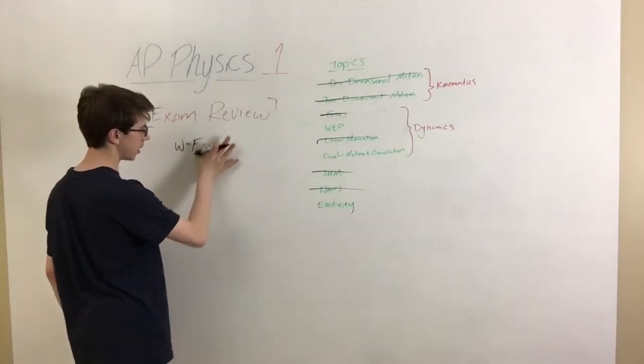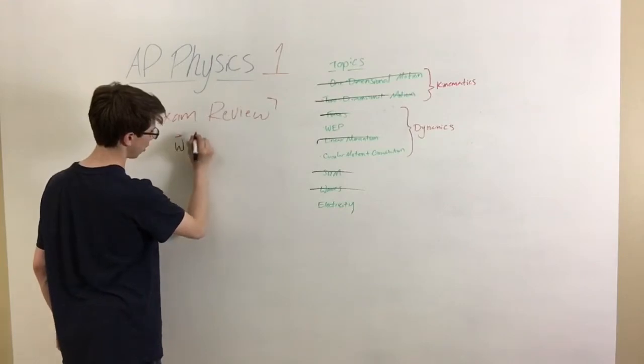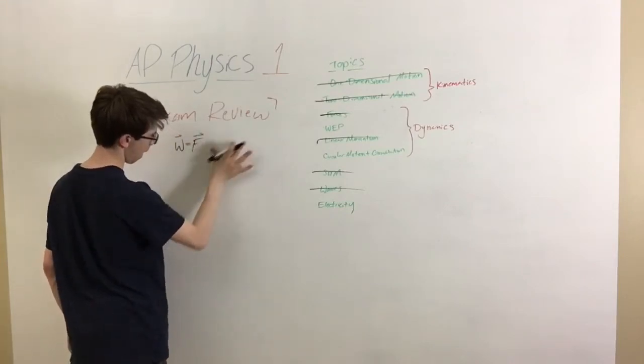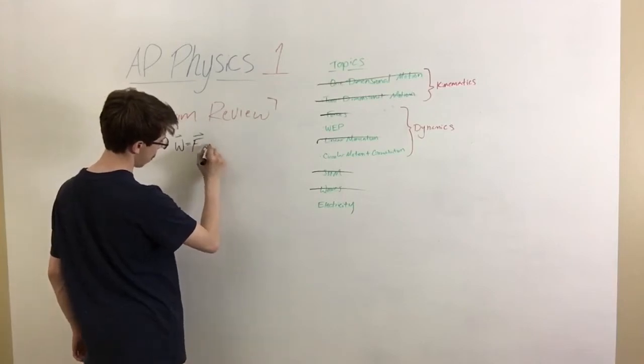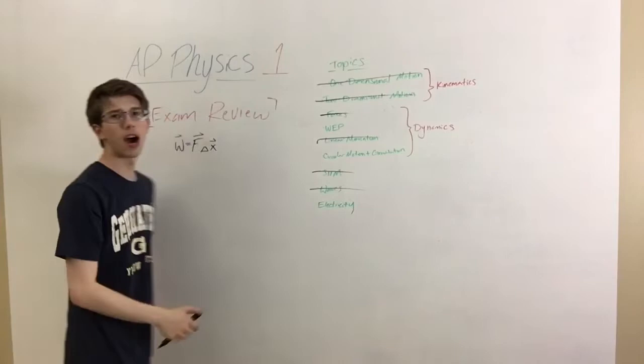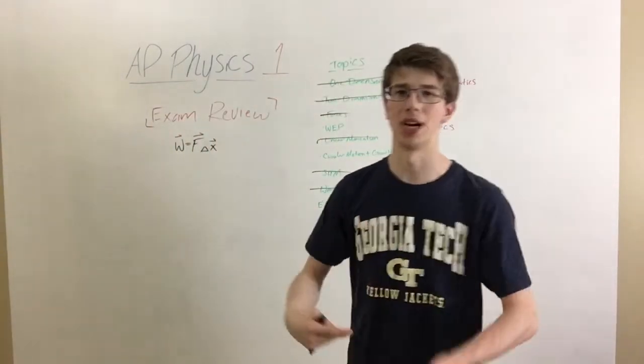Because it's not really delta X, it's really just X. So we'll say that work, we'll just do delta X anyways, just for simplicity. Now, this symbol on the top represents a vector, which just means that it has direction.